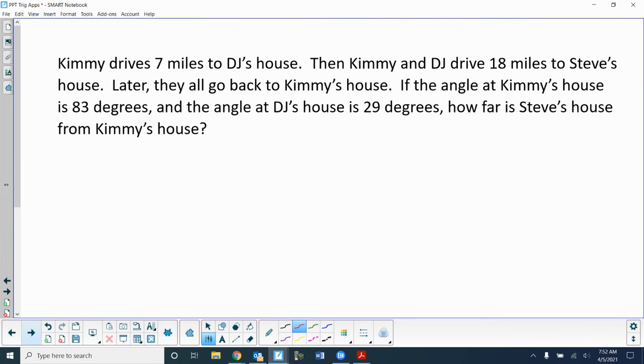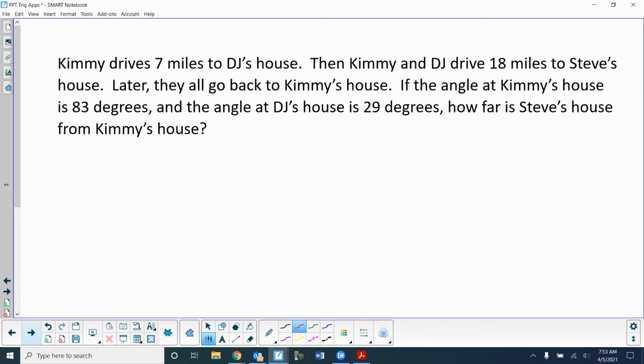So let's look at an example. So it says Kimmy drives 7 miles to DJ's house. Then Kimmy and DJ drive 18 miles to Steve's house. Later, they all go back to Kimmy's house. If the angle at Kimmy's house is 83 degrees and the angle at DJ's house is 29 degrees, how far is Steve's house from Kimmy's house?